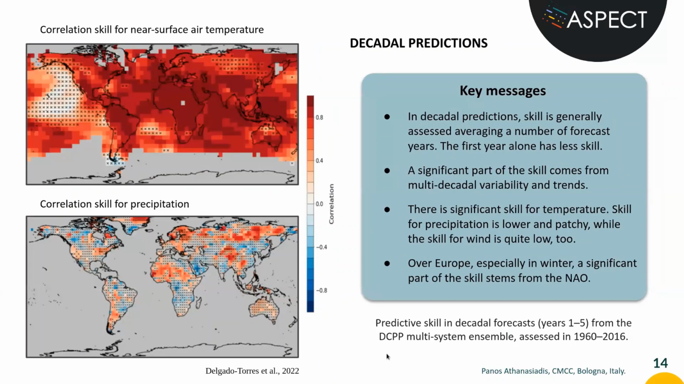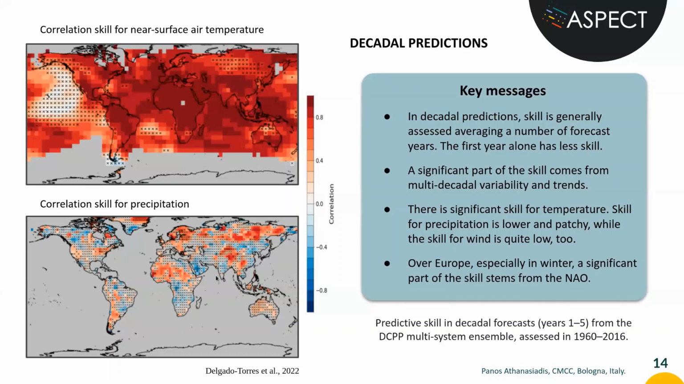Just to say a few words also about decadal predictions. Here on the left, we see again skill for precipitation and temperature. In decadal predictions, skill is generally assessed averaging a number of forecast years. The first year alone has less skill in general, and a significant part of the skill comes from multi-decadal variability and trends.